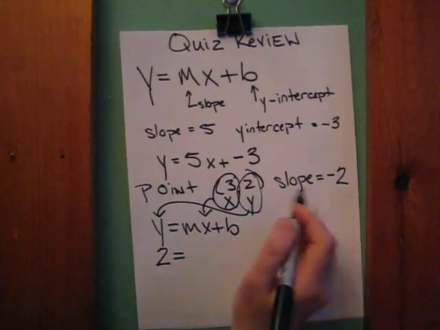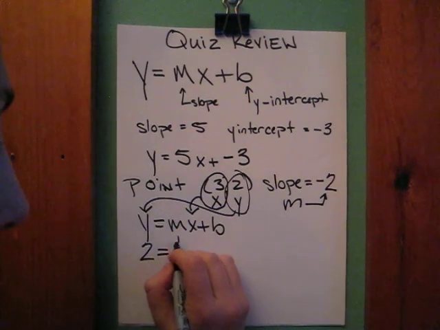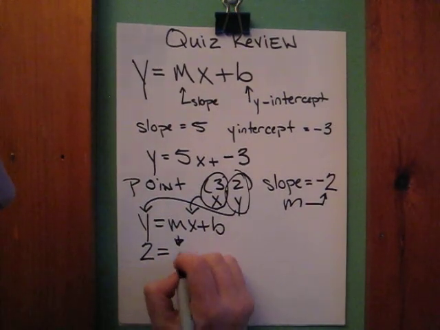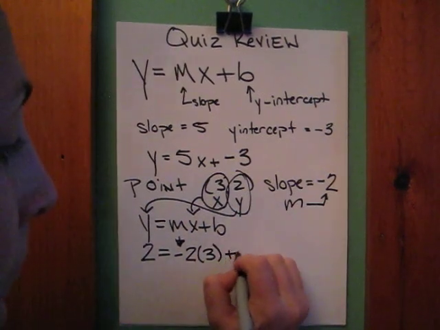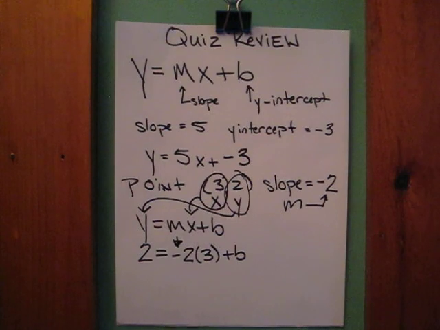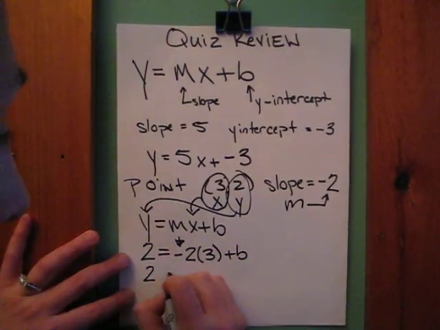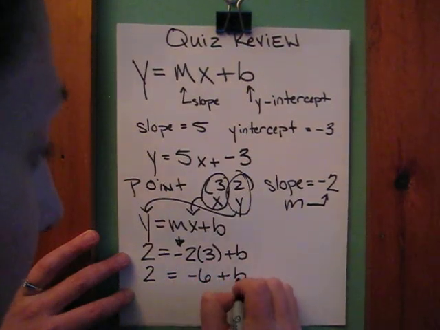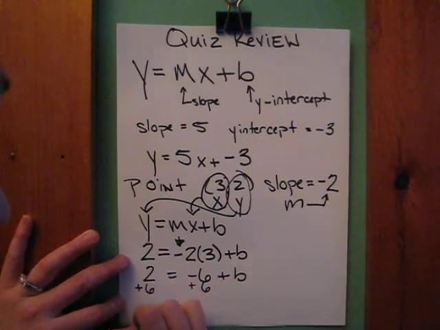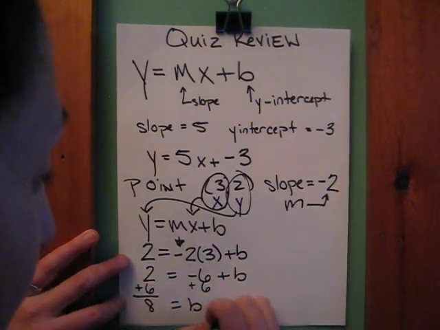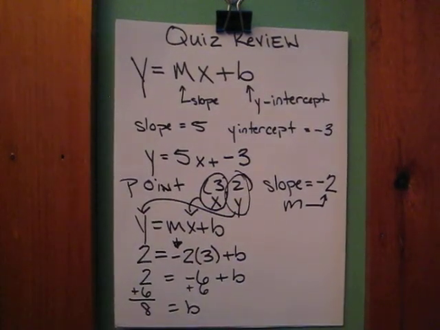2 equals, and then remember, slope is m. So that goes right here. And then the x we said was 3, so we're going to put that here, plus b. So your objective is to solve for b. So I'm going to do 2 equals -6 plus b. Now I have to find out what b is. So I'm going to add 6 to both sides, and I'm going to find out that b is equal to 8. Now I have to write an equation, and this is the most important part.